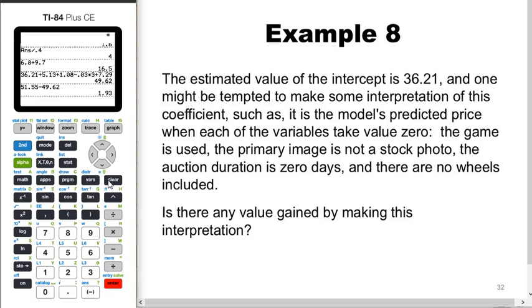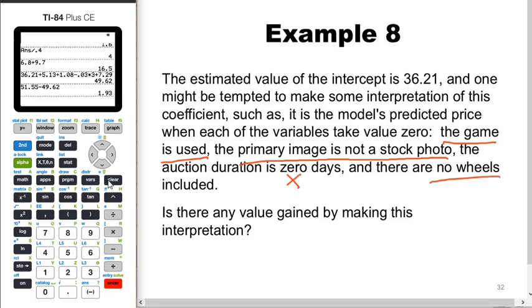So the main thing here is that would be when the game is used, the primary image is not a stock photo, the auction duration is 0 days, and there are no Wii wheels included. Is there any value gained by making this interpretation? Well, in terms of the game being used, that is certainly a valid interpretation. That part's good. The primary image is not a stock photo. That part seems reasonable. Duration is 0 days. That's a problem. But no Wii wheels is fine.